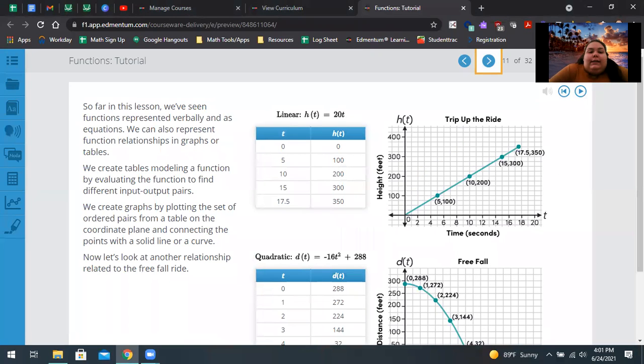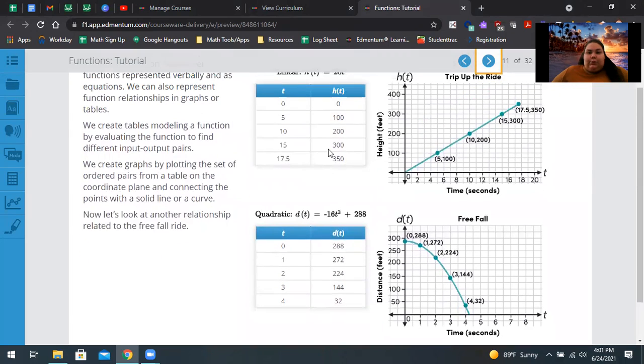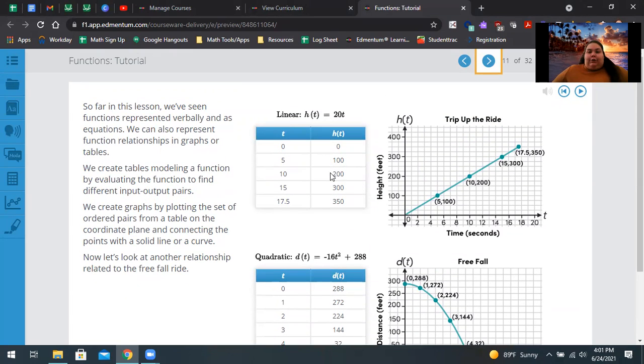So again, so far we've seen a little bit of how functions are represented, both verbally and as equations. We can also represent the function relationship in graphs and tables. On the right hand side, we're still using that same example from the warm up, h of t equals 20t. Remember, that is giving you the height as you're going up the ride.